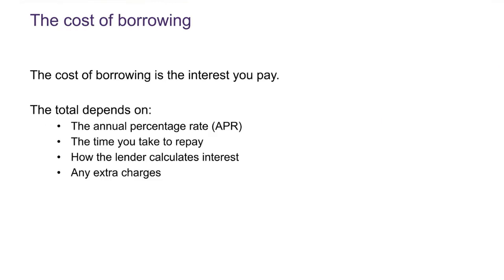The cost of borrowing is the interest you pay. The total depends on the annual percentage rate, the time you take to repay, how the lender calculates interest, and any extra charges. So always look at the cost of borrowing. Normally governments and federal leaders have an influential role to play to reduce the interest rates.